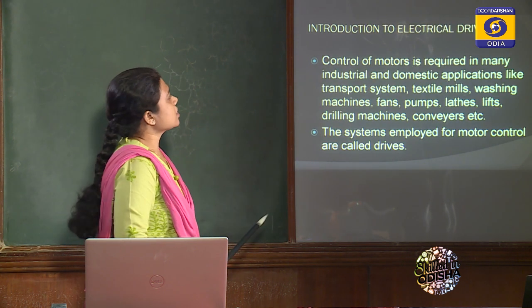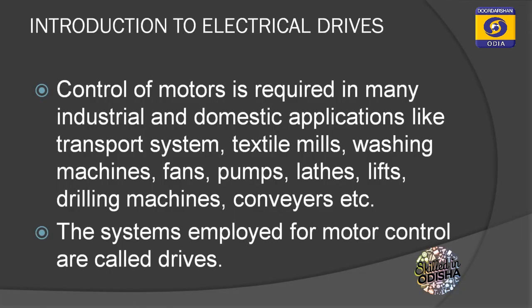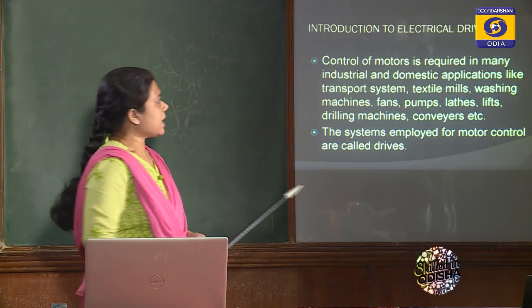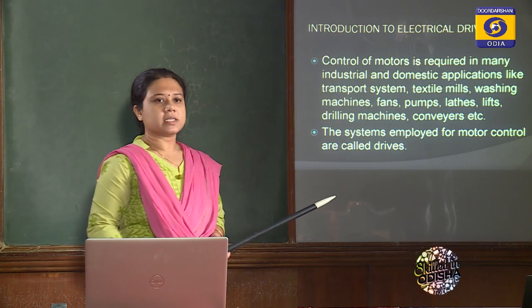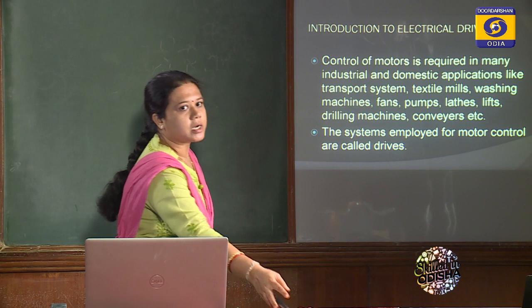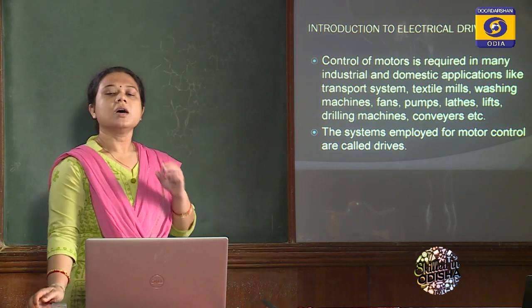So first is introduction to electrical drive. Control of motors is required in many industrial and domestic applications. That may be in transport system, textile, washing system, conveyor system. In any system, the control on motor should be required. So to control the motion of the motor, we have to take the help of other equipments or other units like controlling unit, sensing unit, power modulator, all these things. So the combination of all these equipments are known as our drive system.